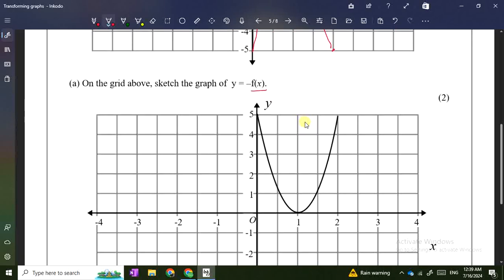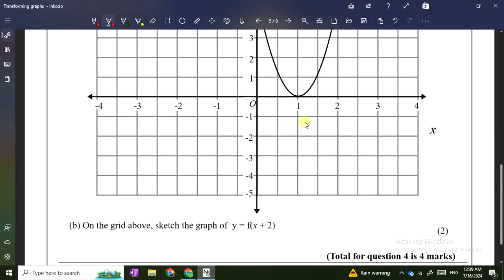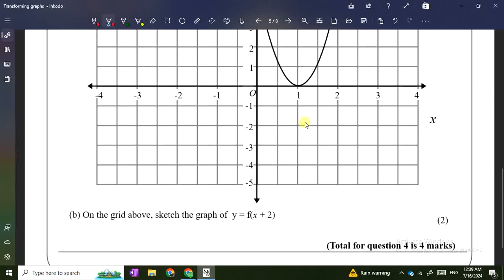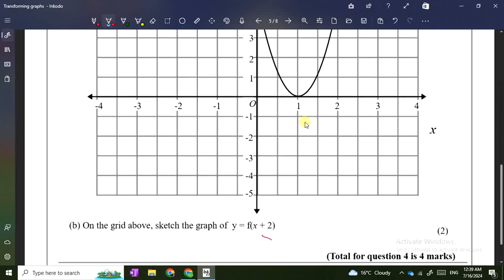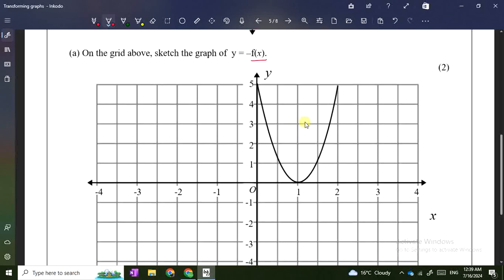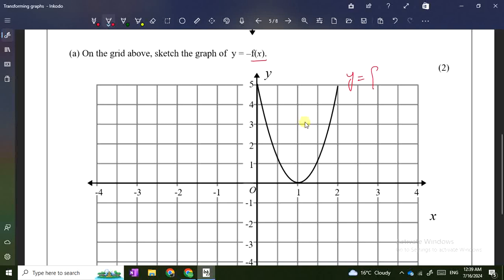Okay, now the next part is on the grid above, sketch the graph of y equals f of x plus 2. So you can see there is addition of 2 inside the function, so we have to take away 2 from the x coordinates. So we need to draw the graph of f of x plus 2. The given curve is y equals f of x. So there is addition of 2 inside the function, so we have to take away 2 from the x coordinates.